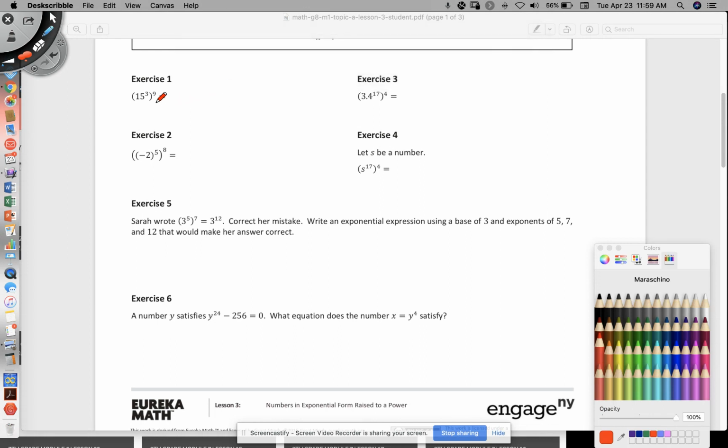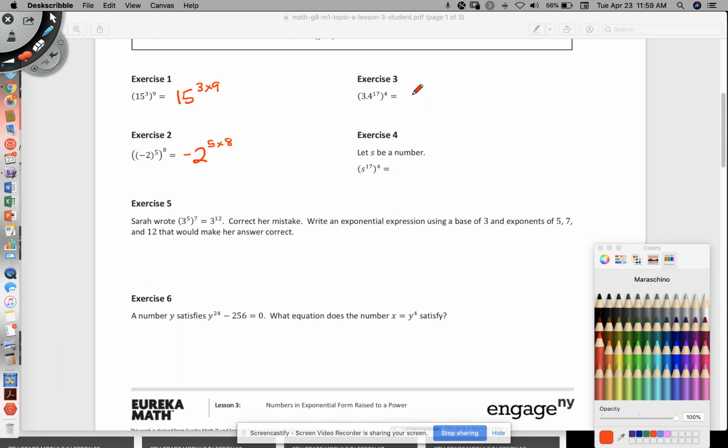All right, I have 15 and 3 to the 9th power. So this is going to be 3 to the 15, 3 times 9. And that's it. Right now, we're just going to write them out. We're not solving just yet. Let's try 2. Ignore all these different parentheses. All right. Your base number is still a -2. And then we're going to do 5 times 8.